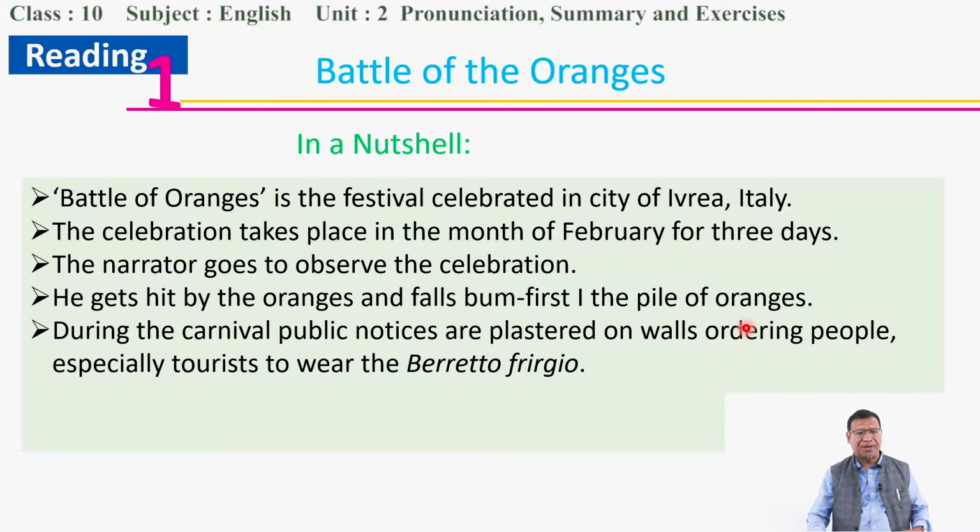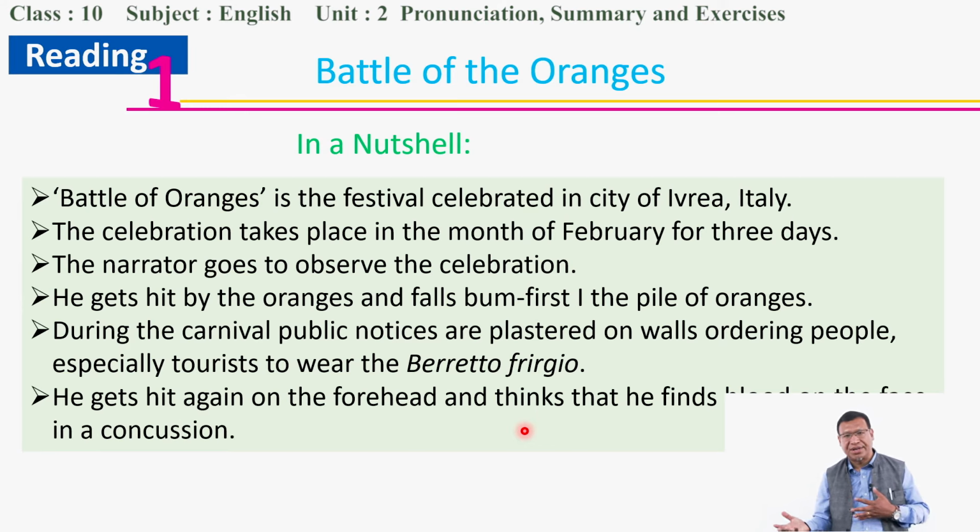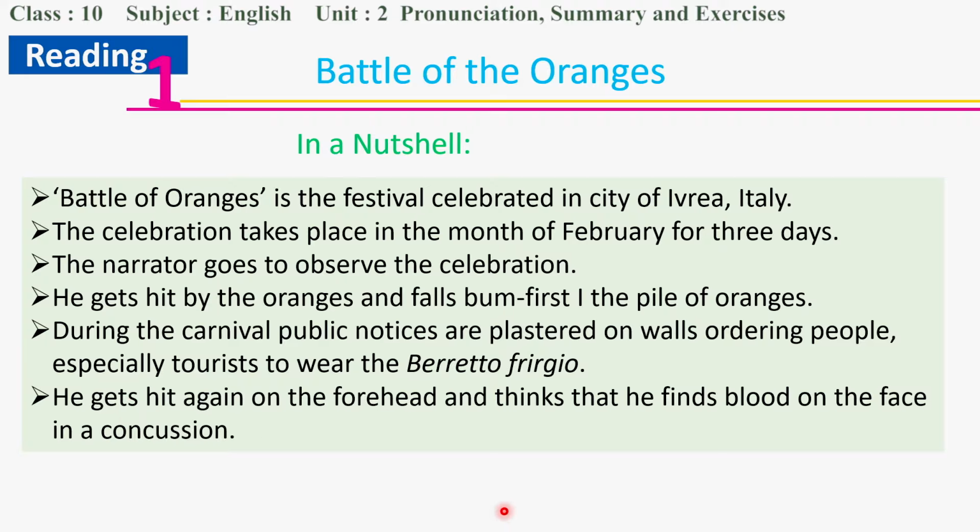Then during the carnival, public notices are plastered on the walls, ordering people, especially tourists, to wear the red hat, known as berretto frigio, or sock-shaped red hat, all right, and that symbolizes the freedom of the slaves during the Roman times. Now the writer again gets hit on the forehead by the oranges and when she touches the mouth, thinks that there is blood, but it was kind of concussion because she suddenly lost the memory and thought it was blood, but it was the orange juice.